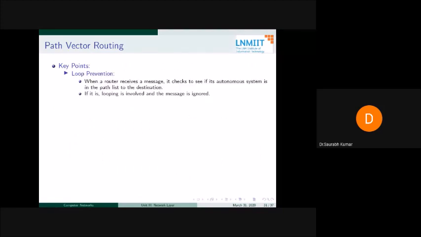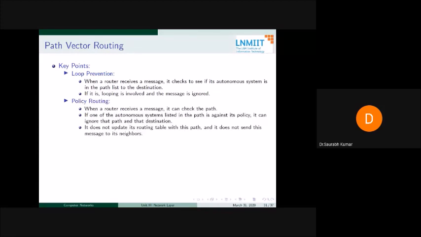Now, there are certain key points. First is loop prevention, which we have already seen, the two-node loop problem. So what is happening over here is that when a router receives a message, it checks to see if its autonomous system is in the path list to the destination or not, because it is updating its own autonomous system and the autonomous systems received from the neighboring speaker nodes. If looping is involved, then that message is ignored. So it prevents loops during interdomain routing.